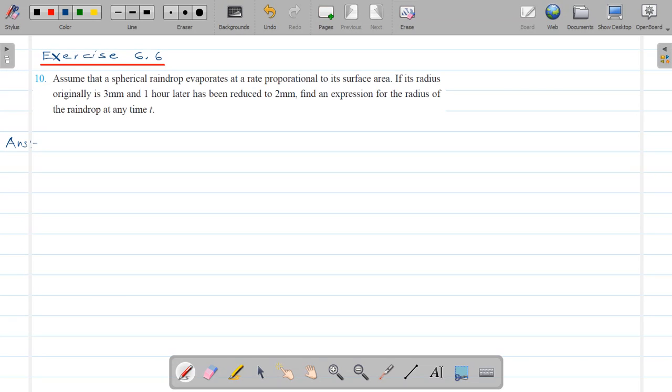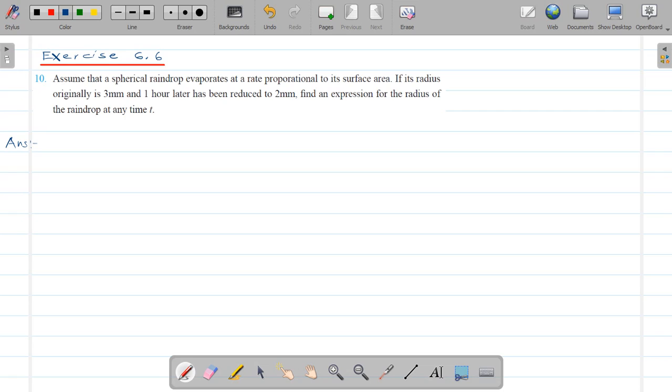Assume that a spherical raindrop evaporates at a rate proportional to its surface area. So spherical raindrop means geometrically it is a sphere, evaporates at a rate proportional to its surface area. Now if its radius originally is 3 mm and 1 hour later has been reduced to 2 mm, find an expression for the radius of the raindrop at any time t.